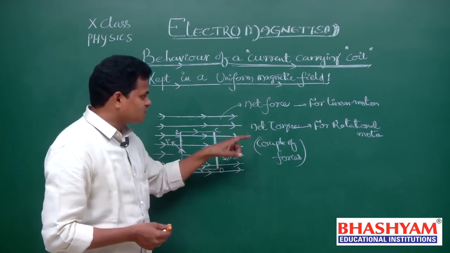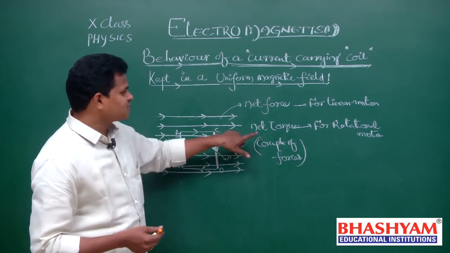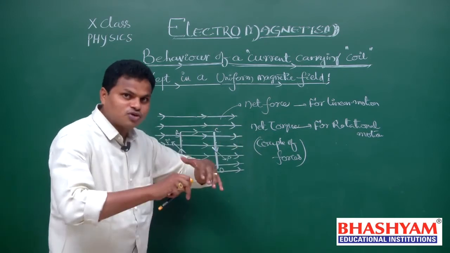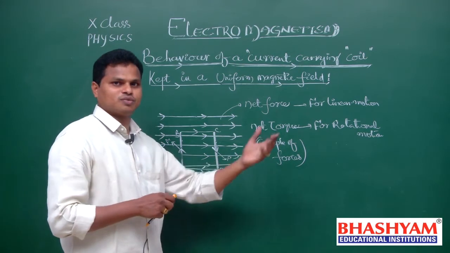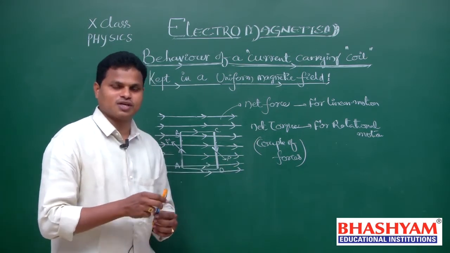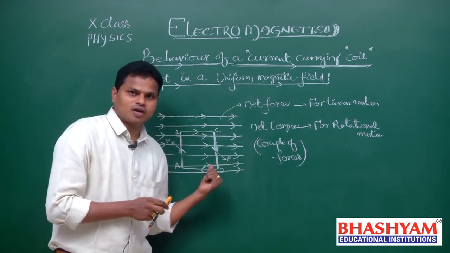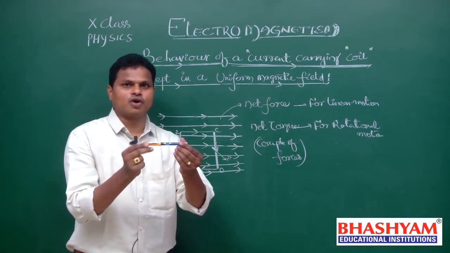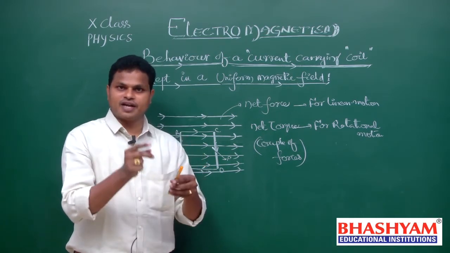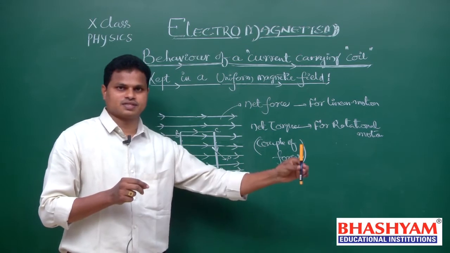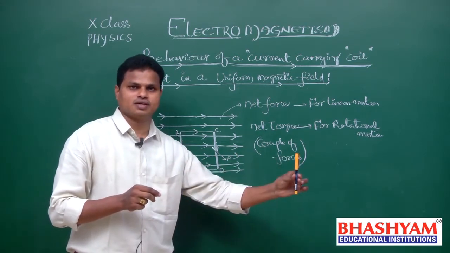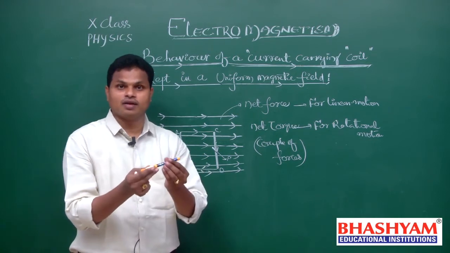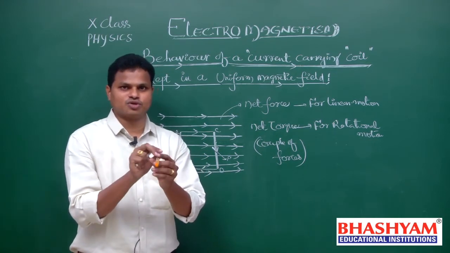If there is a net torque, there is a rotational motion, which means the coil will rotate like this. For net force, the coil moves in linear motion. For net torque, the coil rotates, which is rotational motion.